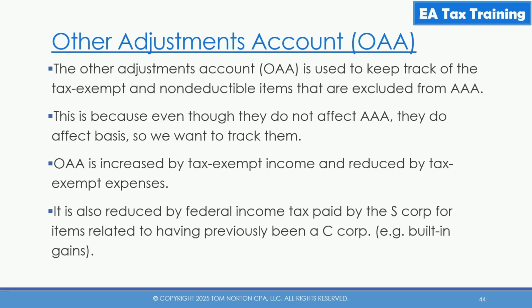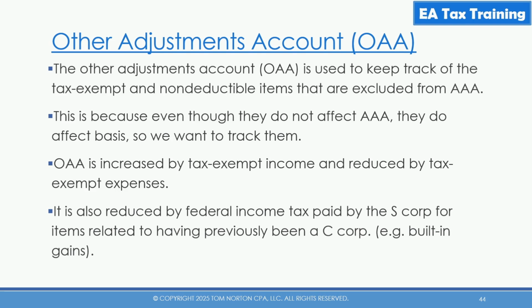So now let's talk about what we do with those non-taxable amounts and those non-deductible expenses. This is the other adjustments account. So OAA is used to keep track of the tax-exempt and non-deductible items that are excluded from AAA. Why do we keep track of those? Because remember, even though they don't affect AAA, they do affect basis. So we want to track them.